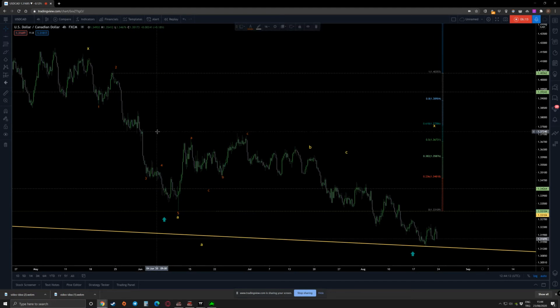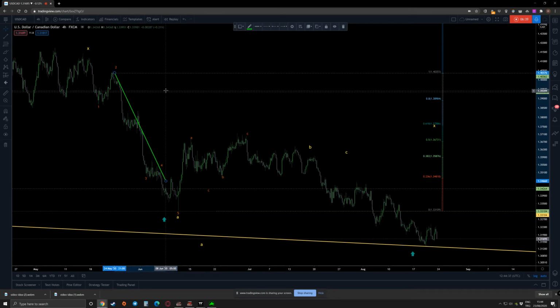This is the end of the fifth wave, and let's draw our 2 to 4 trend line. If I take this as the 2 to 4 trend line, it's pierced. If I took this as the 2 to 4 trend line, it's normal. But that's the problem that I have with it. Now the problem is this is the second way.